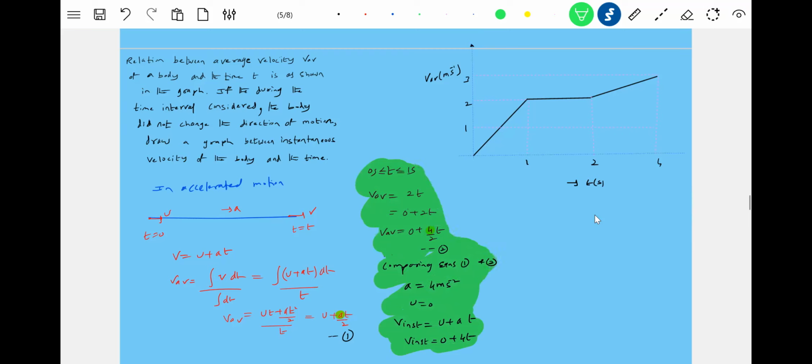Let's analyze the motion. Next, for 1 to 2 seconds, average velocity is constant. So then what should the instantaneous velocity be? It should remain constant as the body moves with a constant speed. If a body moves with a uniform velocity, then average velocity and instantaneous velocity will be the same. So for this interval, average velocity is 2 meters per second. So therefore, the instantaneous velocity also should be 2 meters per second.